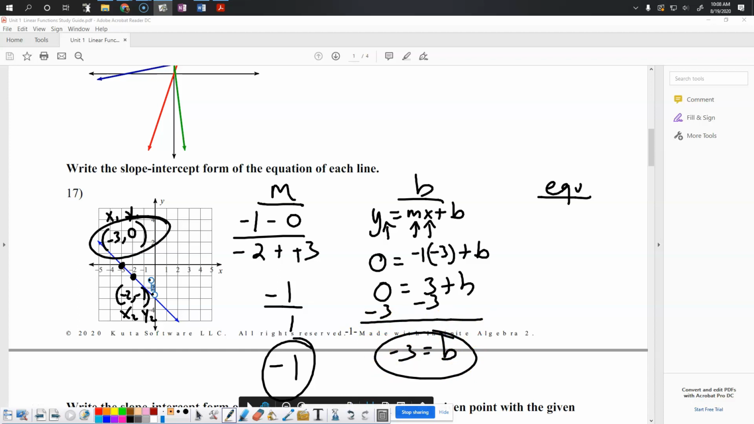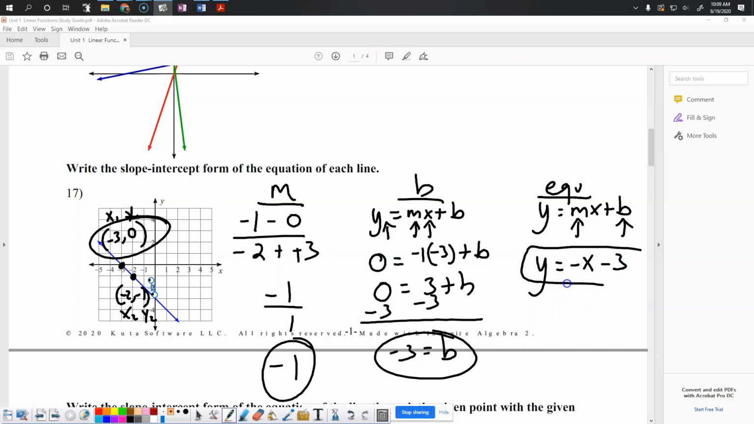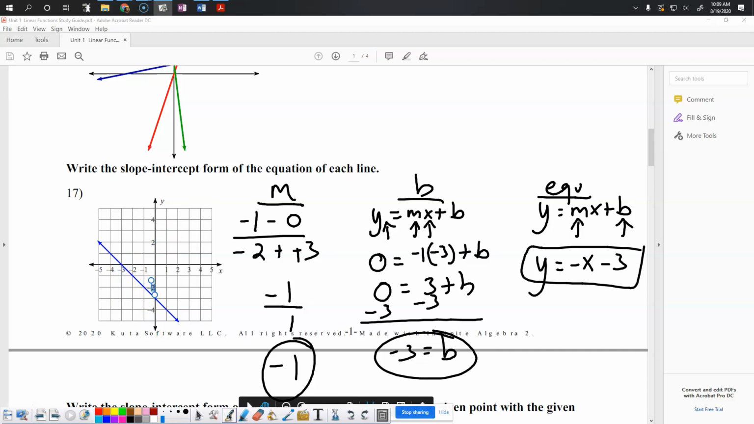Once you have that, to find your equation, you need to put the slope that you found in the first part here, and you need to put your b value, the y-intercept that you found in the second part, there. So we have negative 1x minus 3 is the equation of that line. Now another way you could have done this problem without so much calculation is you could really just look at this and say, okay, the y-intercept is negative 3.